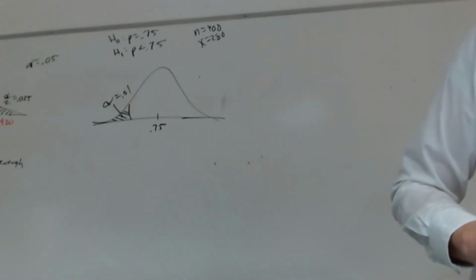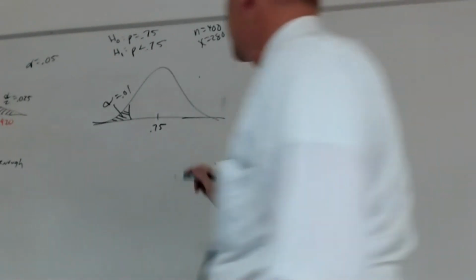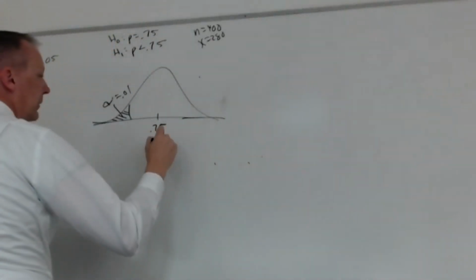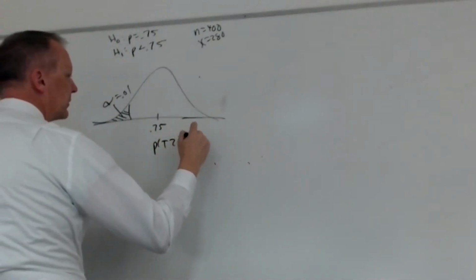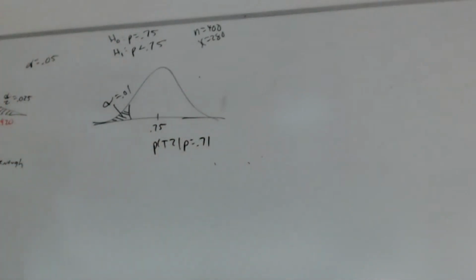Compute the probability of a type 2 error if the true proportion equals 0.71. Now, the only thing that's a little bit tricky about this is I don't know what the rejection region is. Until I solve for that, I don't know if 0.71 is in the rejection region or if it's not. To some degree, it doesn't matter, but it kind of does matter for your picture. So I'll do it 2 ways.